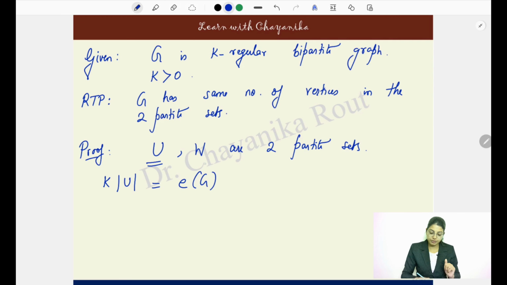Now, if we compute the same size of the graph with respect to the other partite set W, then in W there are |W| vertices, and every vertex is having degree k because the graph is k regular.